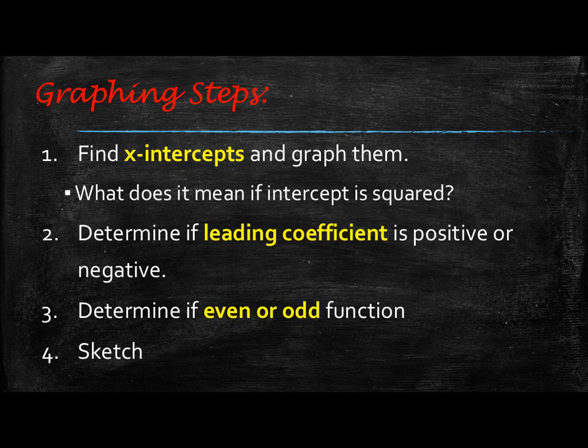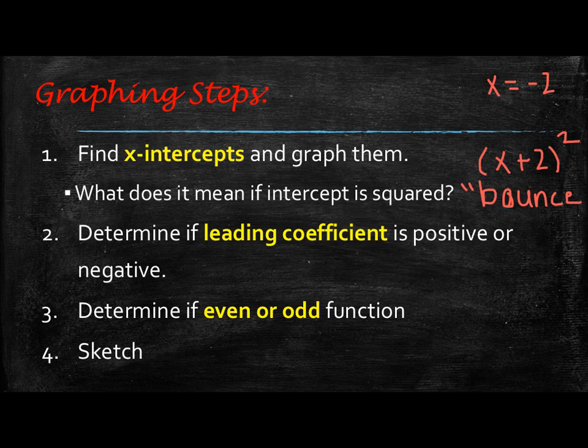What does it mean if the intercept is squared? If you have an intercept like x plus 2, a factor that's squared, so x plus 2 squared, that means you're going to have an x-intercept at x equals -2, because remember you set the factor equal to 0, so x would be equal to -2. Well, when I have that factor and it's squared like that, your graph is going to bounce off of that x-intercept.